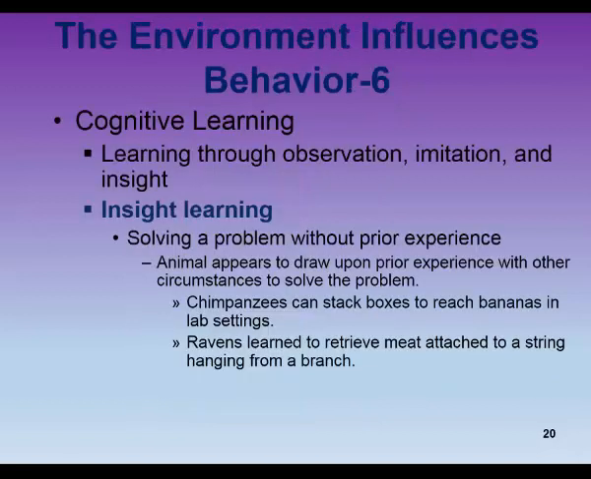Another type of behavior is cognitive learning. So we've seen associative learning where we associate two stimuli together. Here's cognitive learning. This is through observation, imitation, and insight. So they're going to see it, they try to do it, and then they solve the problem without using prior experience. The classic example is the chimpanzee. They hung a banana from the ceiling. The chimp stacked the boxes up to get to the banana.